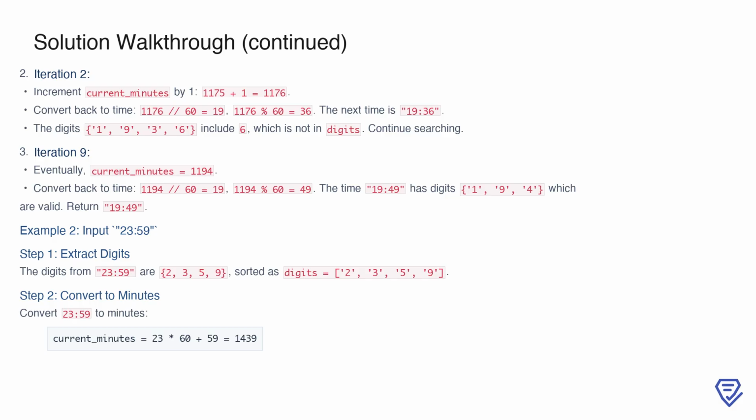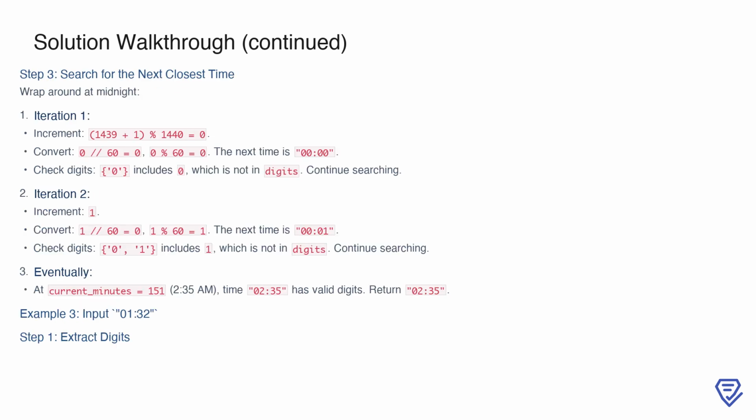Moving to the second example, the input time is 23:59. From this, we extract the digits 2, 3, 5, and 9, which are sorted into 2, 3, 5, 9. Converting 23:59 into total minutes gives us 1439 minutes. This is the maximum number of minutes in a day, so when we start searching, we must wrap around to the beginning of the next day after midnight.